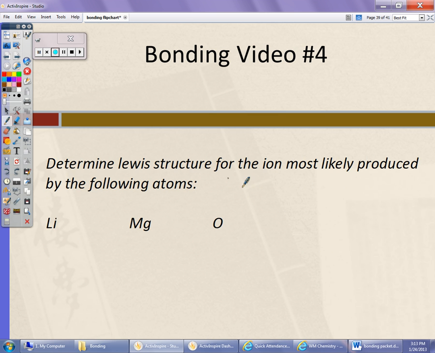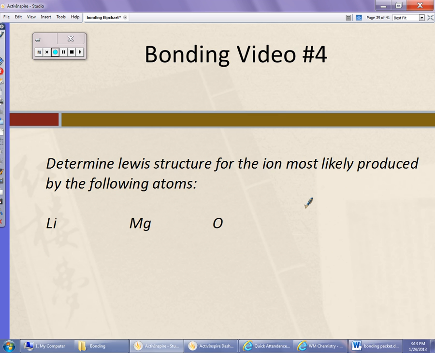Let's get started. In order to find out the ionic bonding, you first need to be able to figure out which ion is most likely produced. To do this, you want to start off with what the atom looks like. So Lewis dot diagram wise, lithium had 1 valence electron, magnesium has 2 valence electrons, and oxygen had 6.